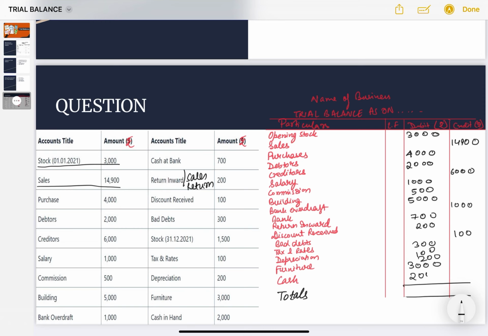Cash is an asset. We are not taking closing stock in our account because we have already accounted for opening stock, purchases and sales which constitute closing stock. That's why closing stock is not recorded. Now we need to total this and see whether our trial balance is matching or not. If we total the credit side, we get 22,000. And if we total the debit side, we also get 22,000. That means our trial balance is tallied.